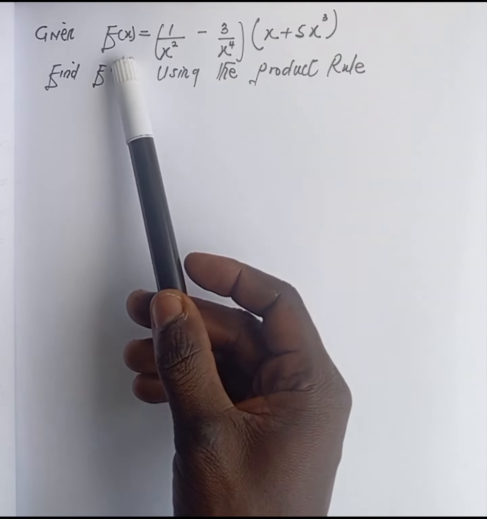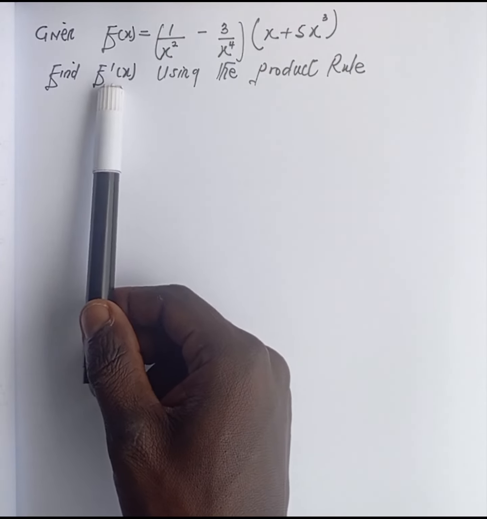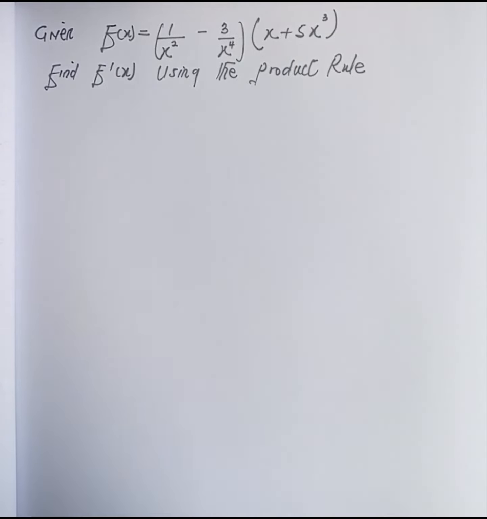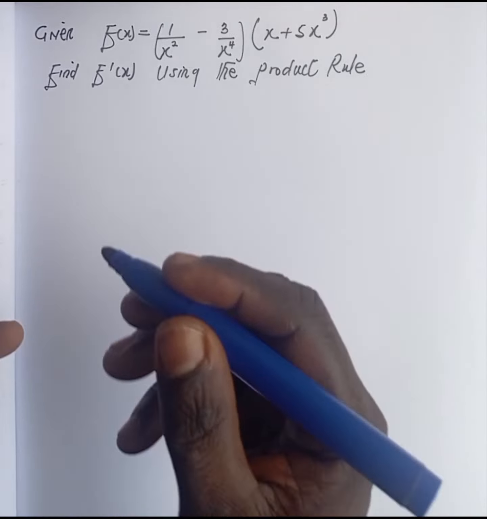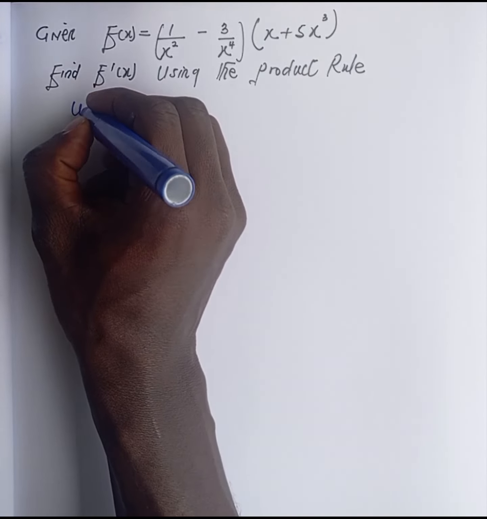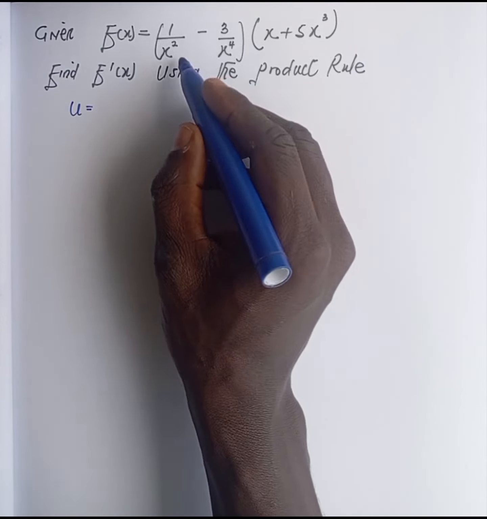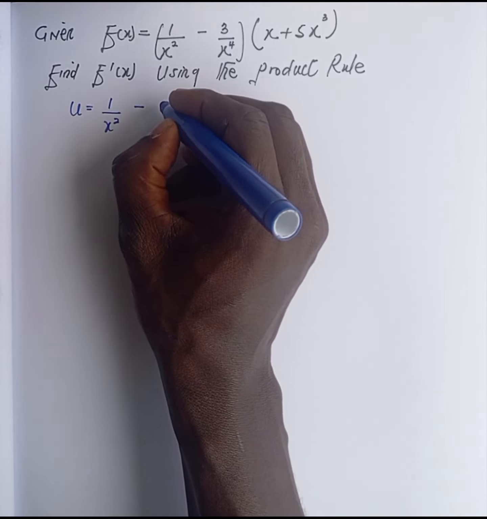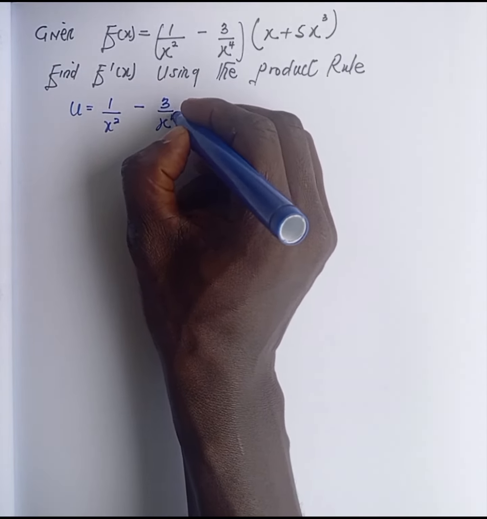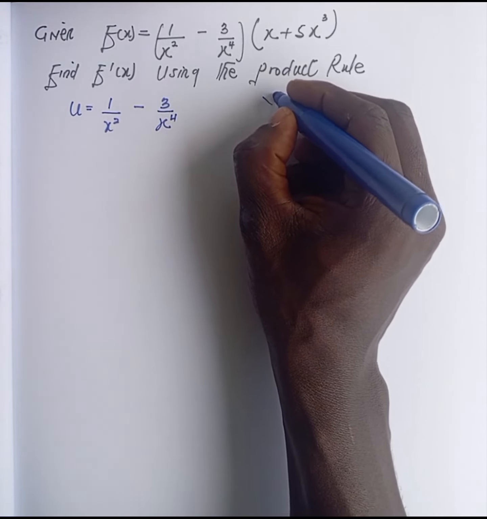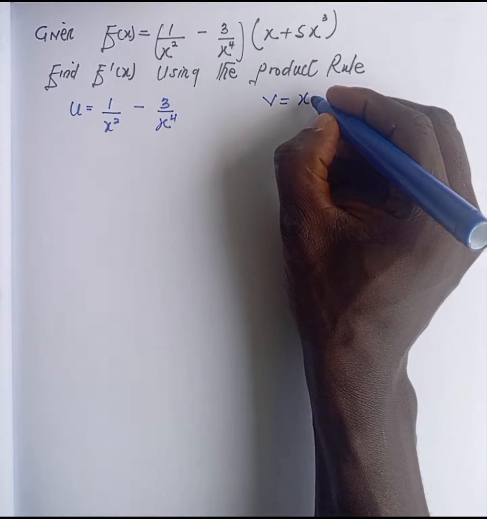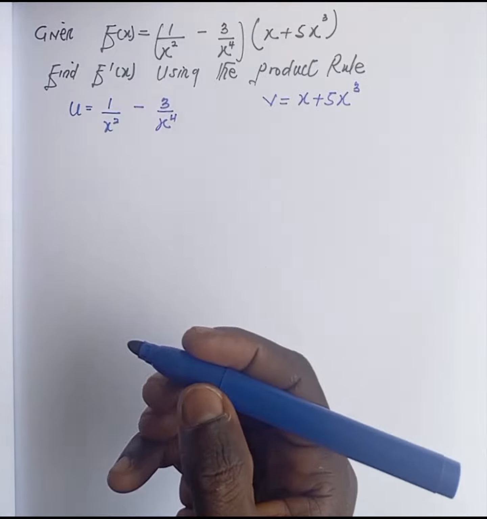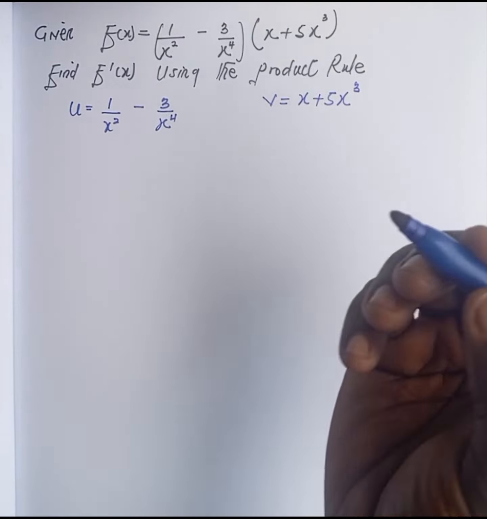So given the function, we have to find the first derivative of this function with respect to x using the product rule. As I said earlier on, you first identify your u and then your v. So let's call this our u, and then let's call this function our v, x plus 5x power 3. We find the derivative of each of these functions and then we continue.